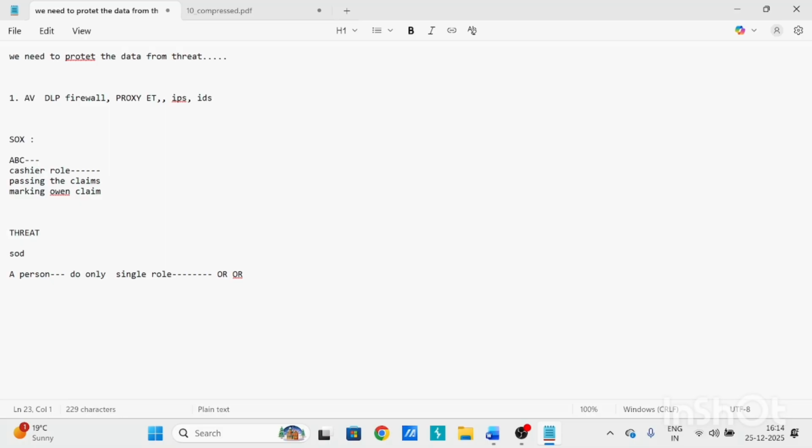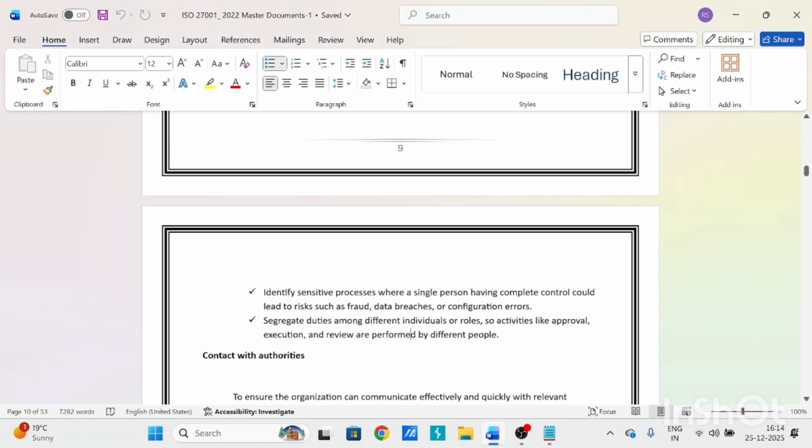Okay, because in many organizations, if a person is handling multiple roles and responsibilities, there are higher chances of potential threats. This is the main reason for segregation of duties. Okay.